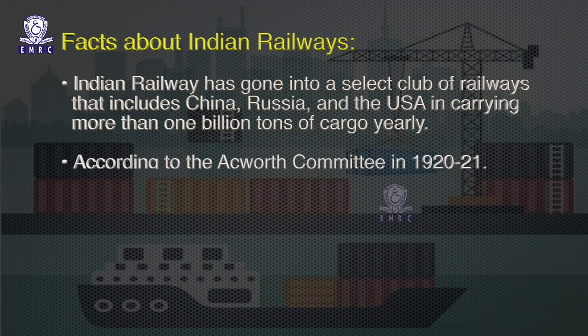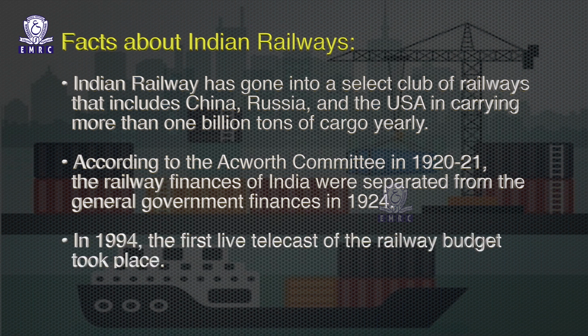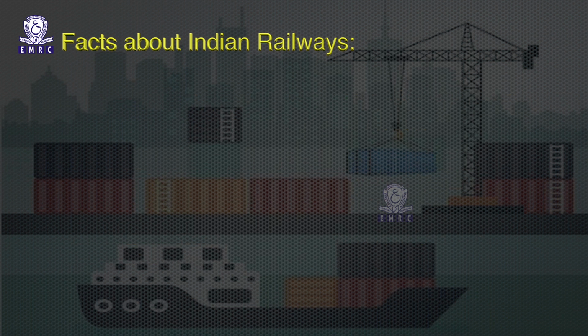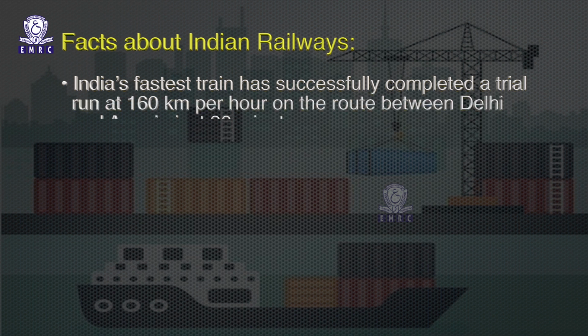According to the Acworth Committee, in 1920-21, the railway finances of India were separated from the general government finance in 1924. In 1994, the first live telecast of the railway budget took place. Recent railway and general budgets have merged. India's fastest train has successfully completed a trial run at 160 km per hour on the route between Delhi and Agra in just 90 minutes.